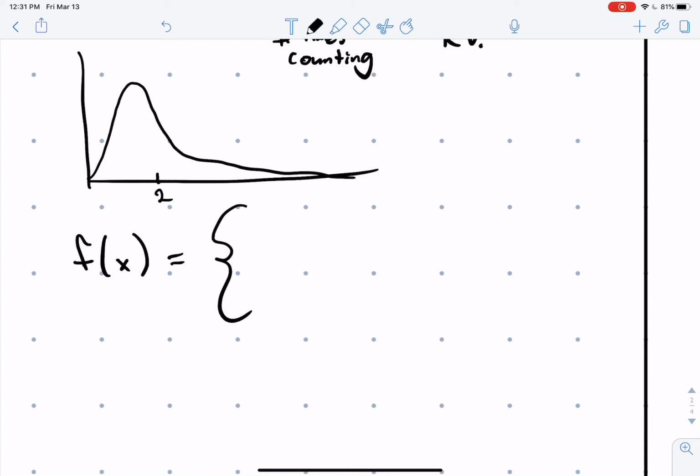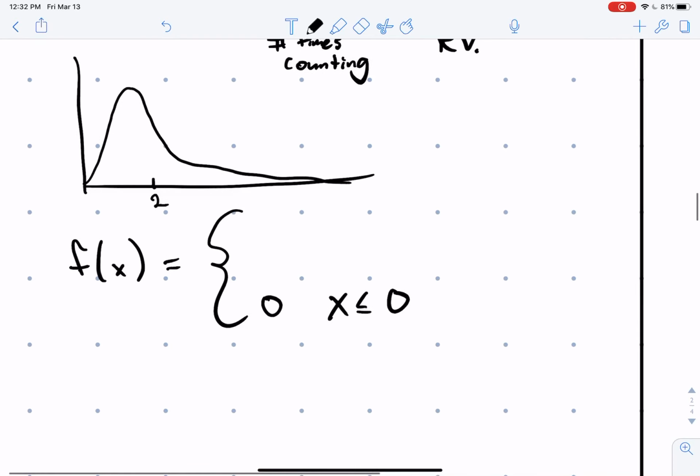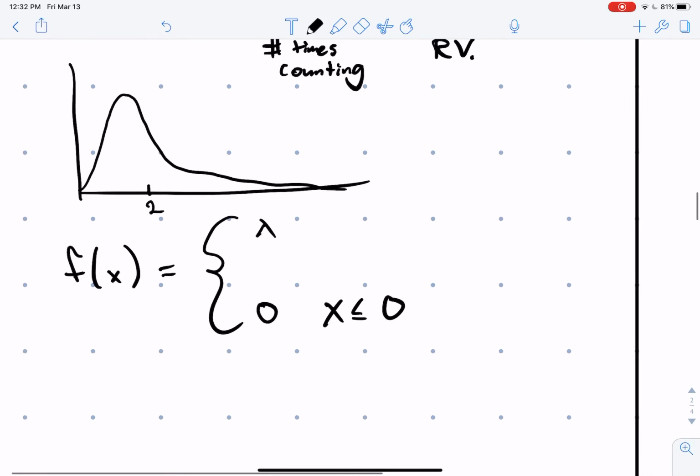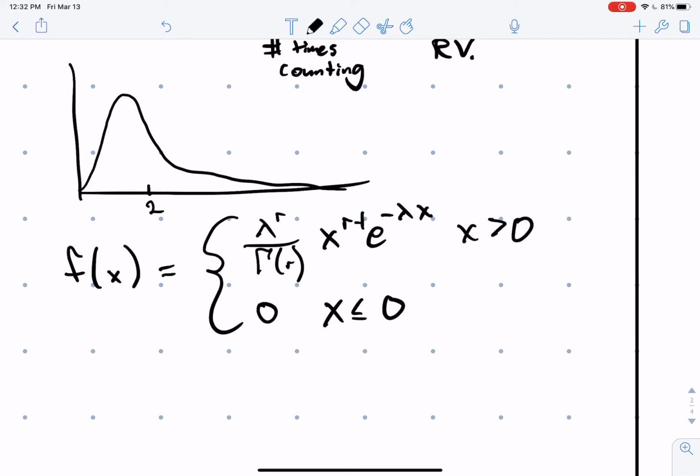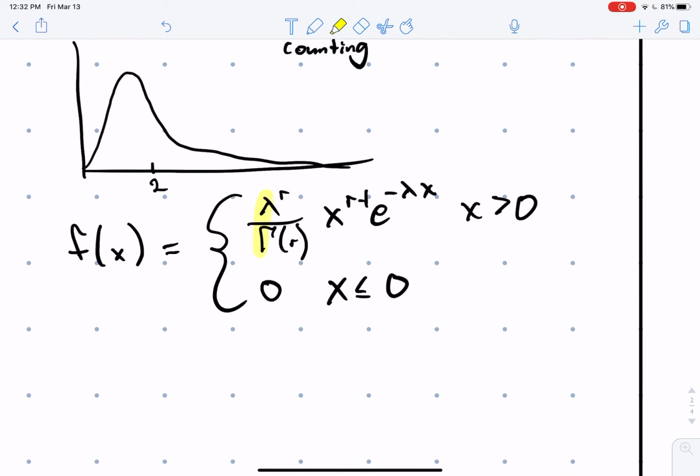Okay, so f of z, again, it's a waiting time, so it can only be a positive number. So for x less than or equal to 0, it must be 0. But if x is positive, then it's lambda to the r over gamma of r, times x to the r minus 1, e to the negative lambda x, for x greater than 0. So this first term here is just a constant. X doesn't appear in it, so it's a constant such that the right-hand side will integrate to 1 when we integrate it from 0 to infinity.